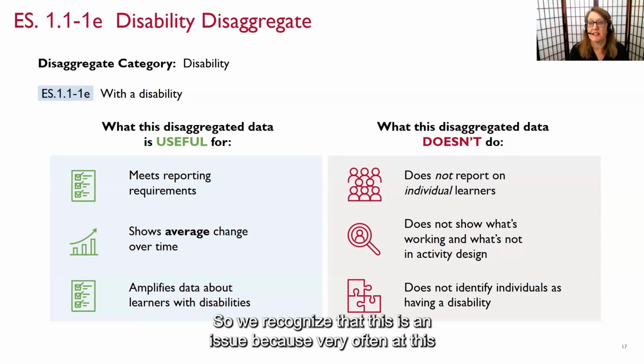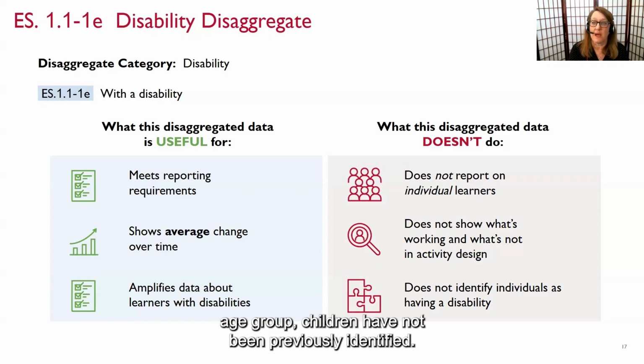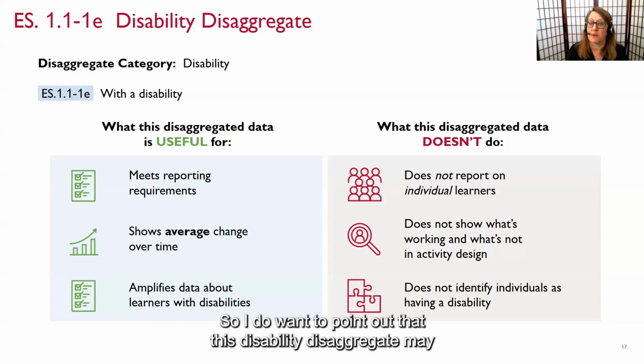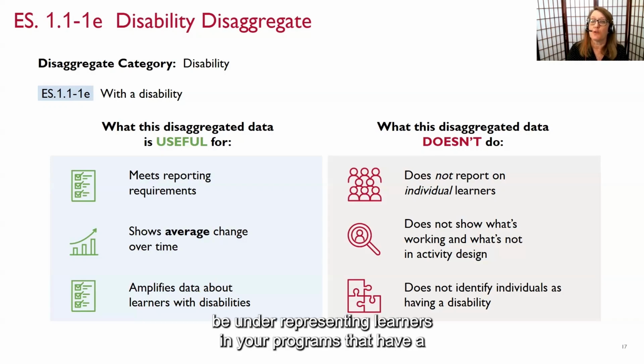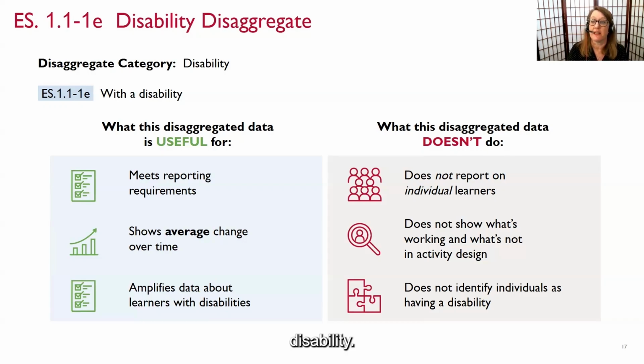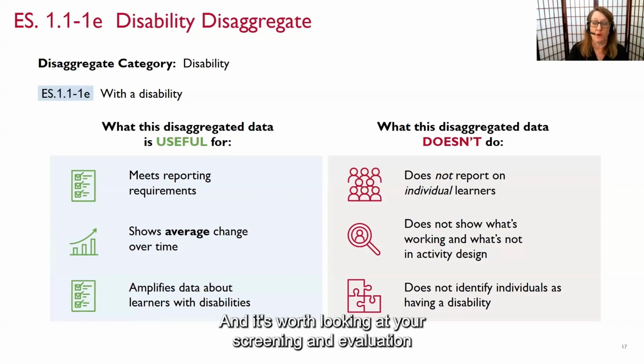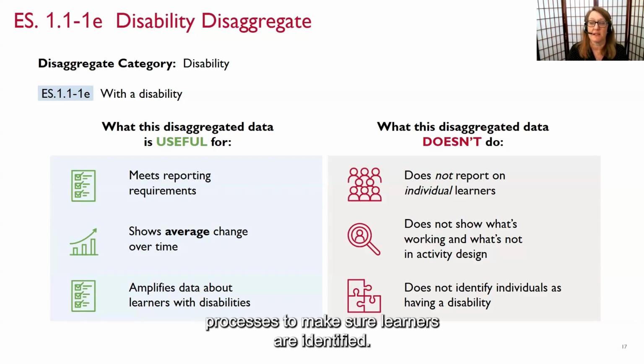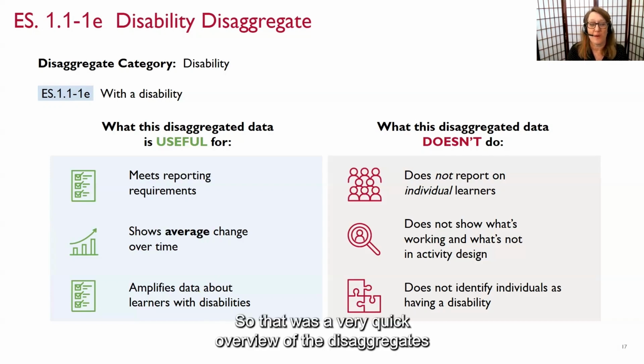So we recognize that this is an issue because very often at this age group, children have not been previously identified. So I do want to point out that this disability disaggregate may be underrepresenting learners in your programs that have a disability, and it's worth looking at your screening and evaluation processes to make sure learners are identified. So that was a very quick overview of the disaggregates, and I'm happy to answer any questions we have later.